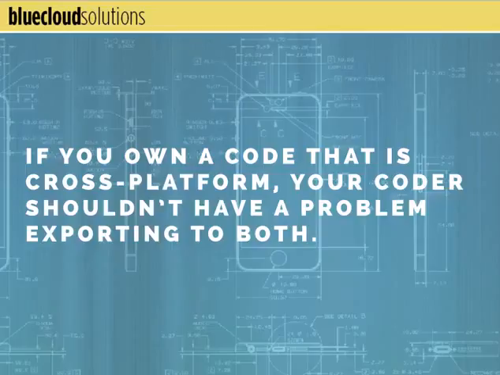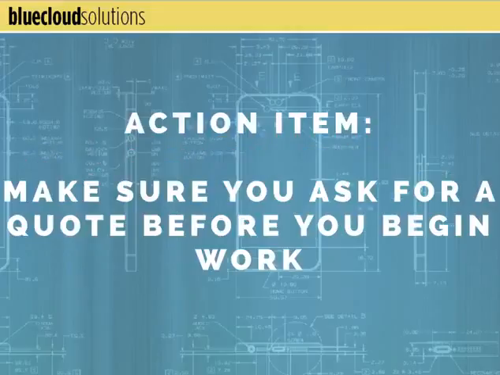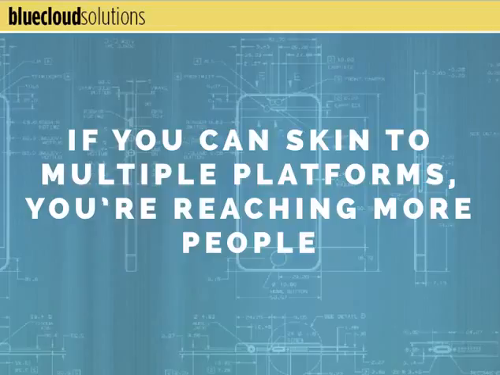Because if you own code that's cross-platform, your coder is not going to have a problem exporting to both. And so one of the action items I'm going to tell you is that once you select the source code you want to use to start with, or maybe you already have a source code you start with and you're getting ready to talk to your developer, ask him or her what it's going to take to go to multiple platforms. Make sure that they know that that's what you want to do, because it's going to help them frame it. It's going to help you with the cost. You're just going to know exactly what to do. So start thinking about this early on, especially with your coder, and ask them to give you a quote for that. Because if you put this on multiple platforms, you're reaching more people.